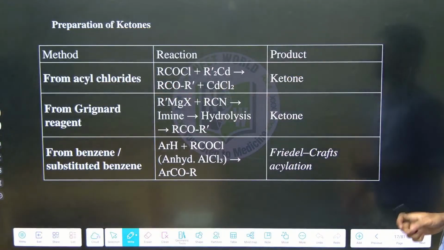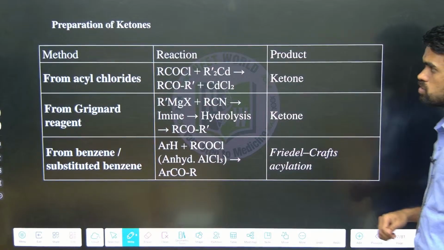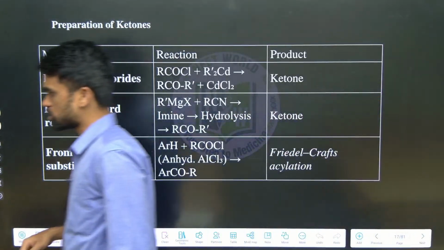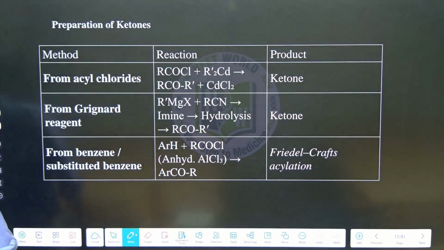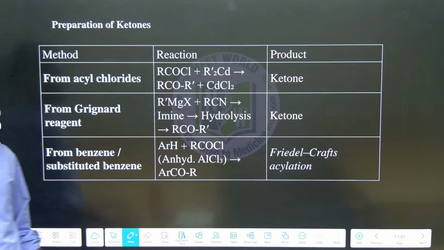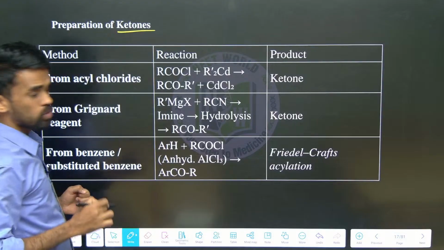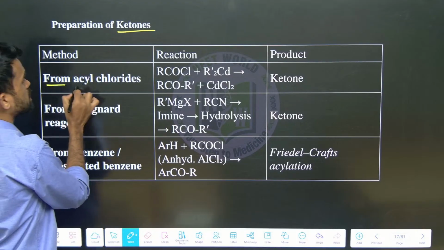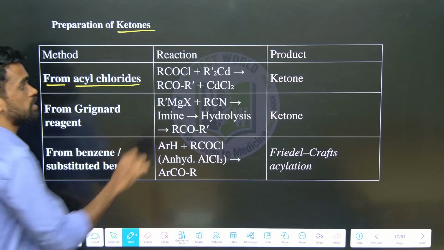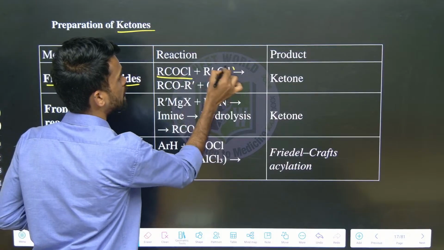Right. So the next one is preparation of ketones. Till now we have seen aldehyde preparation methods. Now we will be discussing ketone preparation methods here. So the first one is from acyl chlorides. See, acyl chloride with dialkyl cadmium.